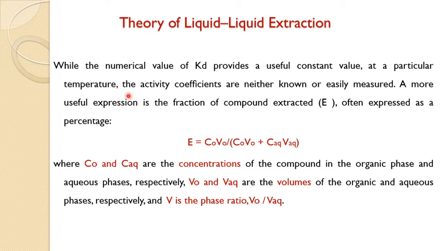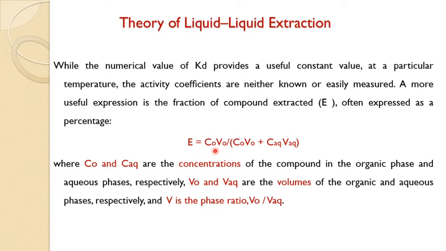where the numerical value of the distribution coefficient provides a useful constant value at a particular temperature. The activity coefficients are neither known nor easily measured. A more useful expression is the fraction of compound extracted. How much compound is extracted can be calculated by using this equation.